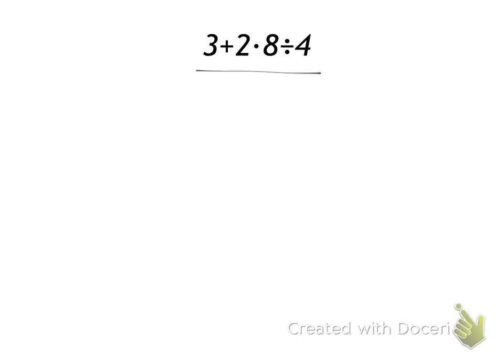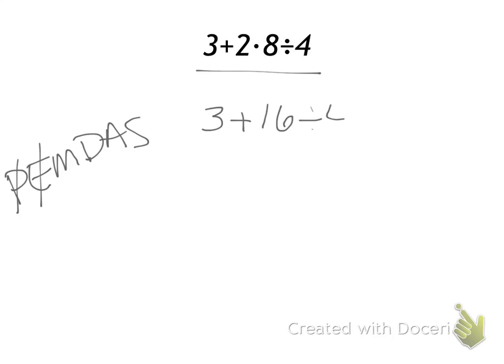Okay, if I see all numbers, I know I have to use PEMDAS. So do I see any parentheses? No. Do I have any exponents? No. I do have multiplication, so I'm going to take 2 times 8 to get 16. I have division, so 16 divided by 4, and then I have my addition, so 7.